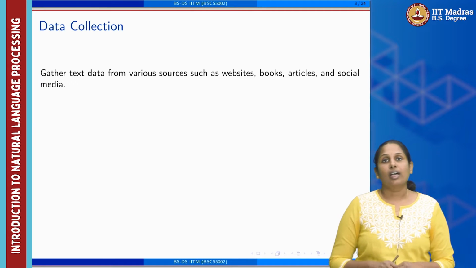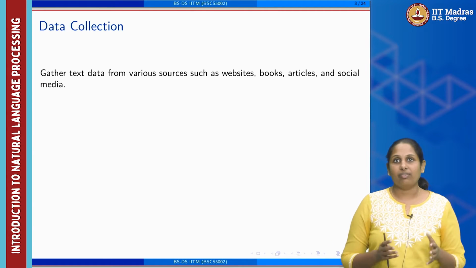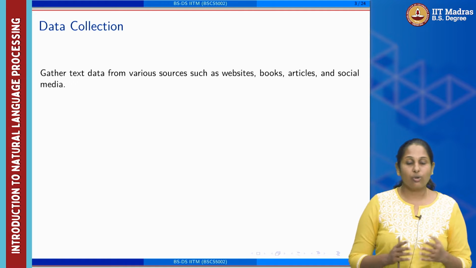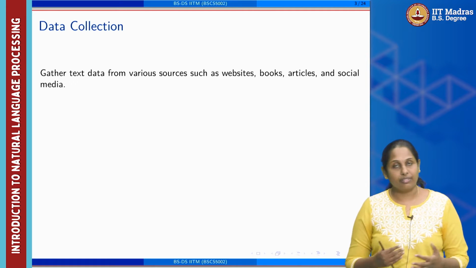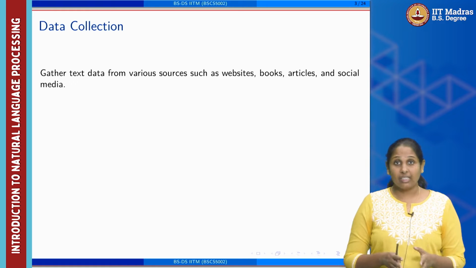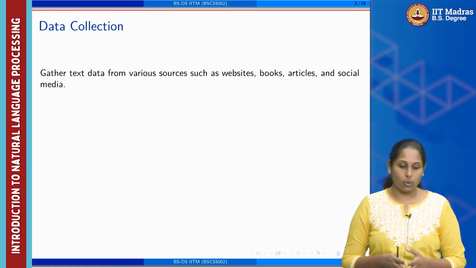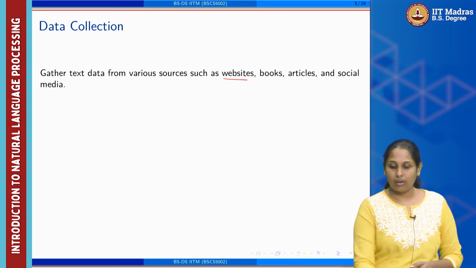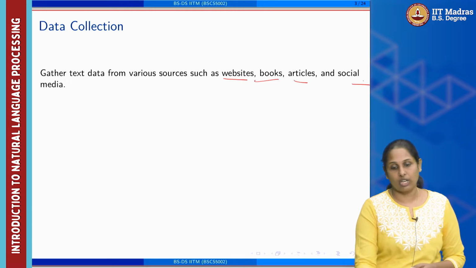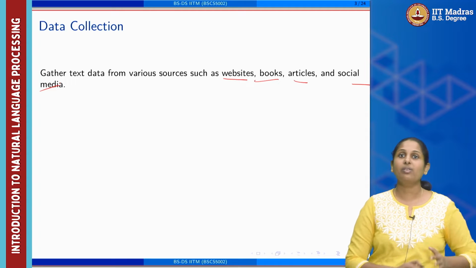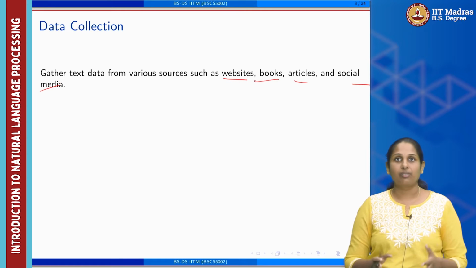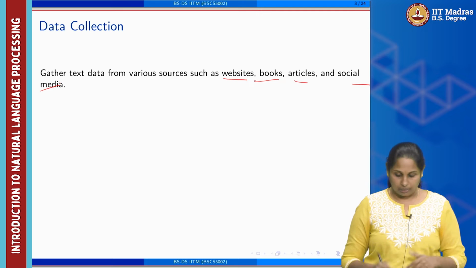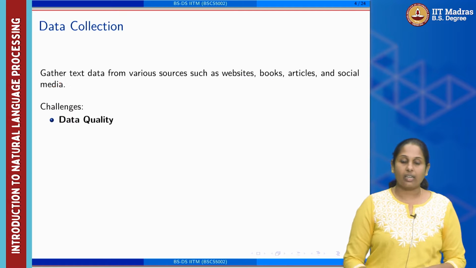Now, in NLP, the data that we are working with is the most crucial aspect. So, we try to gather data from different sources. When we take text processing as our main goal, we collect text data from various sources such as websites, books, articles, social media and whatnot, wherever data is available which can be utilized for any kind of processing.